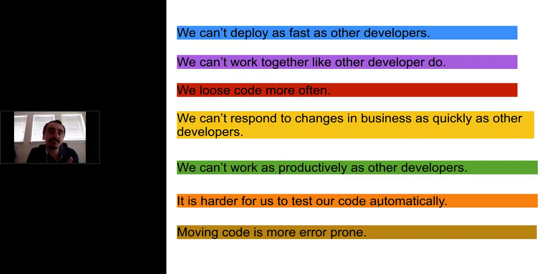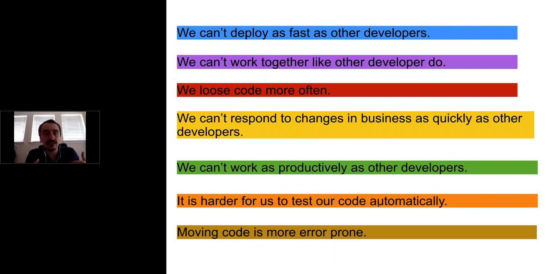It's really the same problem, I just put it in different words, looking at it from different angles. We can't deploy as fast. We can't really work together like other people can work together, because you run your code in the database and you break some other person's work, or we lose code more often because we accidentally write over other people's code.